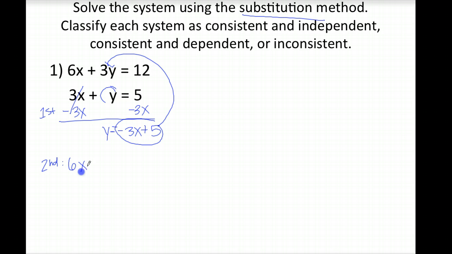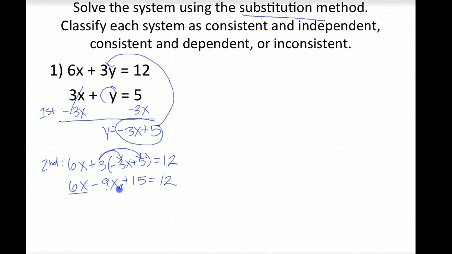So that will give me 6x plus 3, then open parentheses, and when you're substituting, you want to get in the habit of opening parentheses. So negative 3x plus 5 equals 12. Now we have a one variable equation to solve. So we have 6x. We're going to distribute the 3 to this binomial. So 3 times negative 3x is negative 9x. 3 times 5 is plus 15 equals 12.